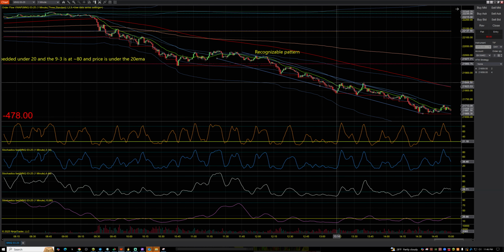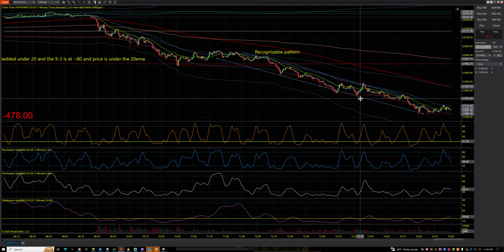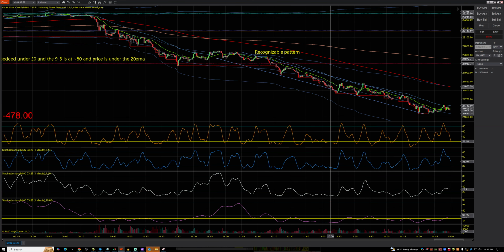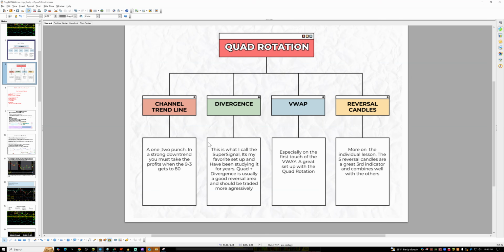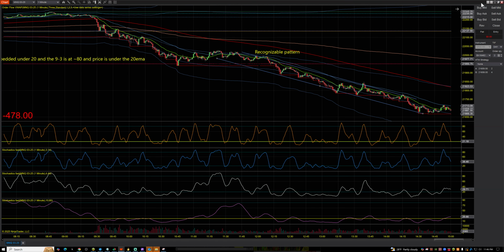Now you see, all our longs are based off the lower trend line. We want to wait for that quad rotation to set up and make sure that the quad rotation line is not by itself. That it's either with a channel or trend line. It's either with a divergence. I didn't mention the VWAP. We'll look at that in reversal candle. We didn't really mention the reversal candle. The reversal candle and the VWAP.